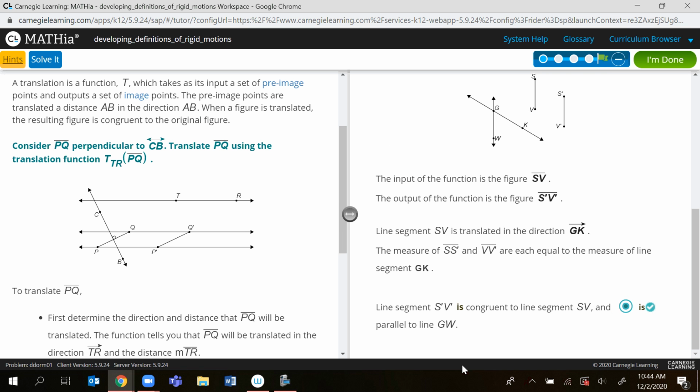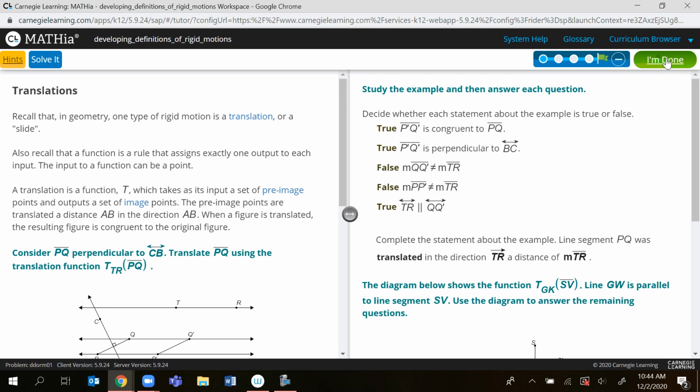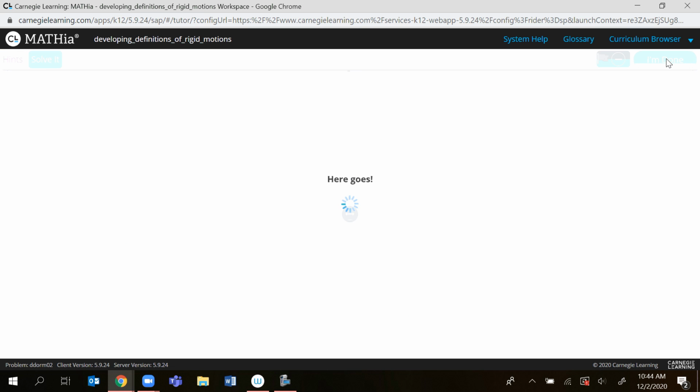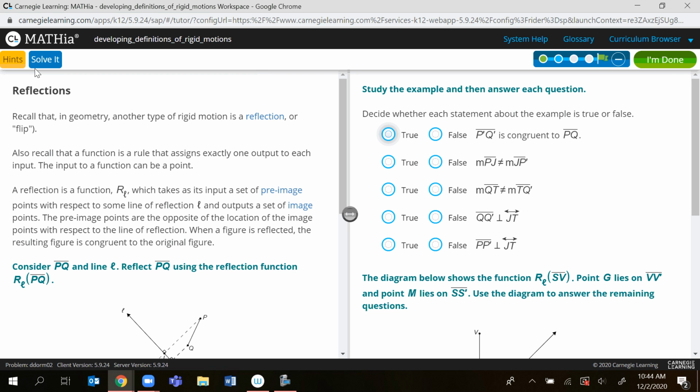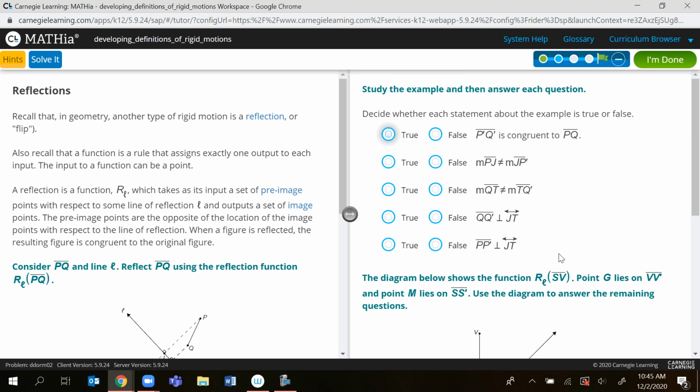So that is your first problem here, dealing with translations. As you continue through this workspace, you'll also encounter reflections, rotations, and dilations. So make sure that you're reading carefully on your left side here, and then answering on your right side over here. If you have any other questions, make sure that you use a hint, or if a step-by-step or sample problem is available to you, make sure you use those tools, or you can always contact me if you need any other help.